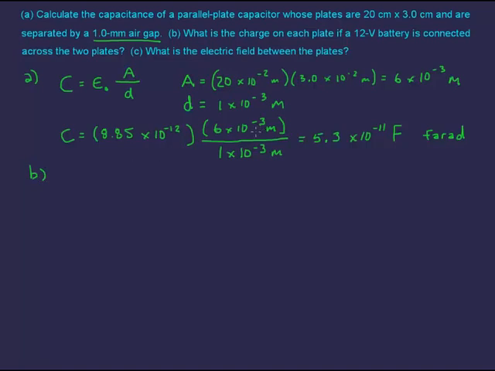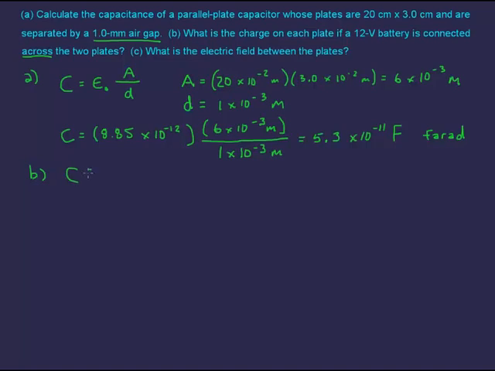B, what is the charge on each plate if a 12-volt battery is connected across the two plates? We use that word across a lot. When we apply a voltage and we use the word across, it's because we're setting up a difference in voltage from one side to the other. Okay, so we think of voltage as being across things because they're voltage differences.